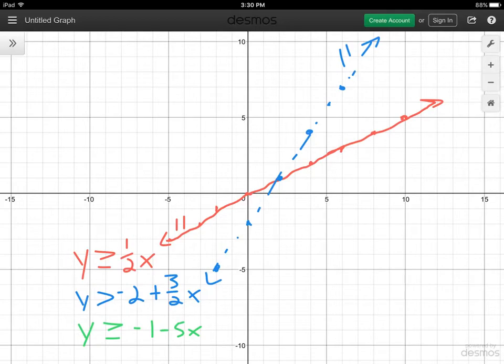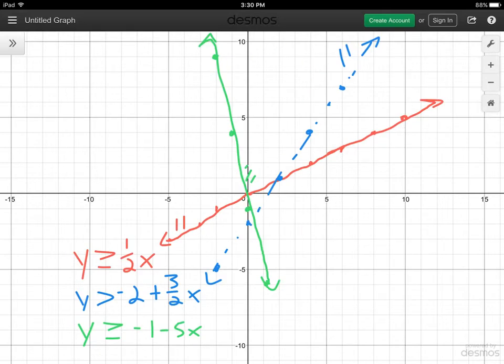And finally the green one, we start at -1, and we have a -5 slope. And this one is solid. And it is shaded above, and so then this one is in this area. So the red one is shaded all above, so it's all in this area. The blue one is shaded above, so it's in all this area, and then the green one in this area.